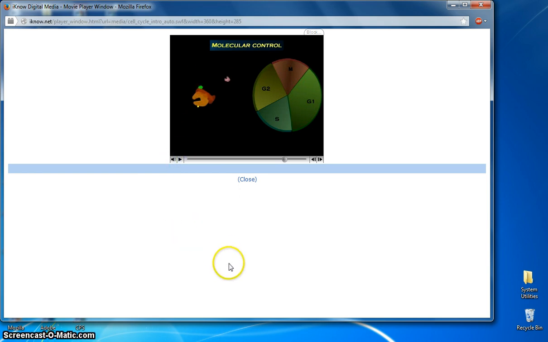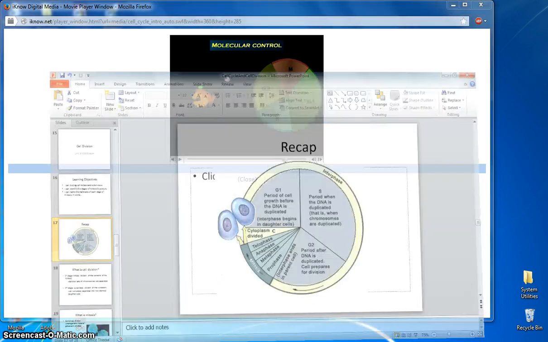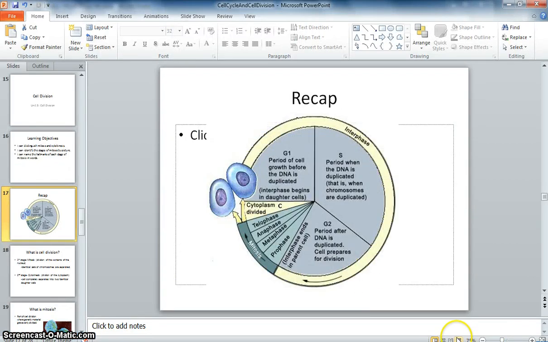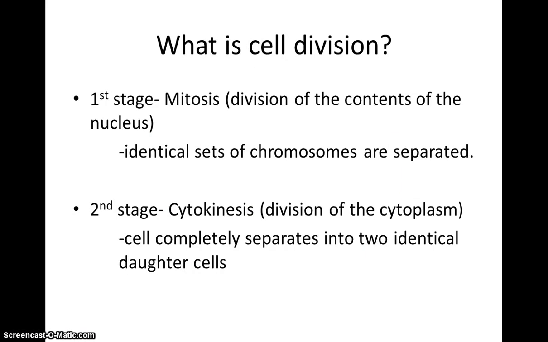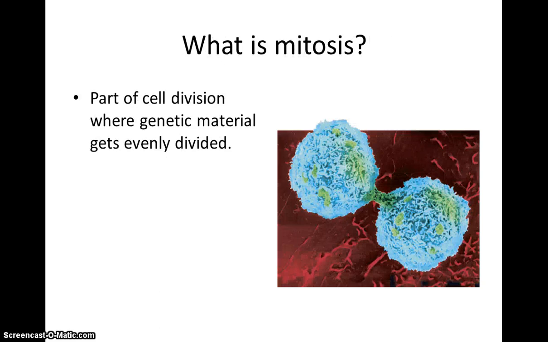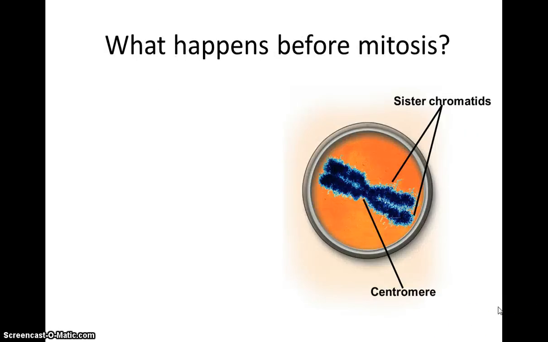Okay, so that would be things like the cyclins that we saw in yesterday's lesson. So getting back to the new part of the lesson here, so that was a recap. Reminder, cell division is mitosis and cytokinesis, and mitosis is what we're going to focus on first here. That's where the DNA in the nucleus gets separated, and then we'll look at cytokinesis, where the cytoplasm gets divided. So again, mitosis is simply the part of cell division where genetic material gets divided evenly. Not worried about the cytoplasm, just the DNA.